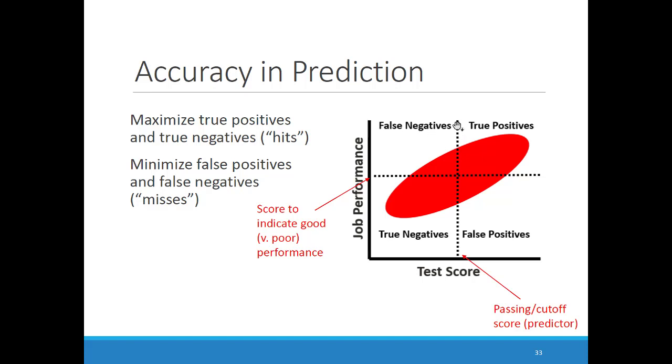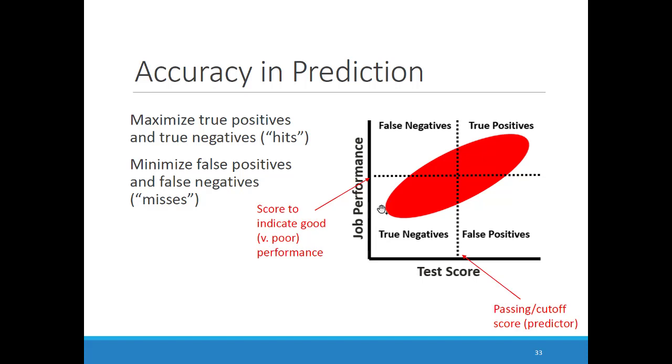The dotted vertical line represents the passing or cutoff score for your predictor variable. So if this is our score on our intelligence test, just for example, we could say that this is a score of 50, and people who did not score 50 would not be given the job opportunity, and people who did score higher than 50 would be given the job opportunity. And then we have our cut score here for job performance. And above the line indicates good job performance, and below the line indicates poor job performance.